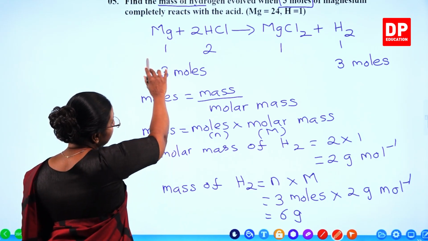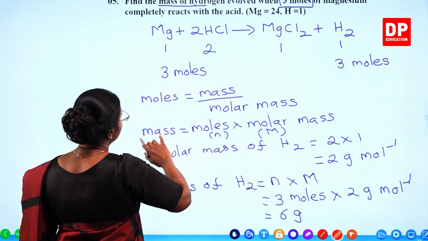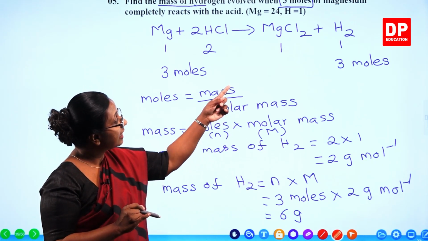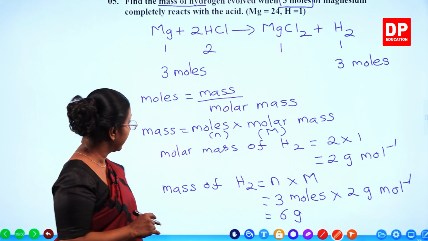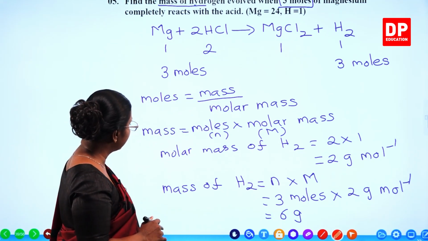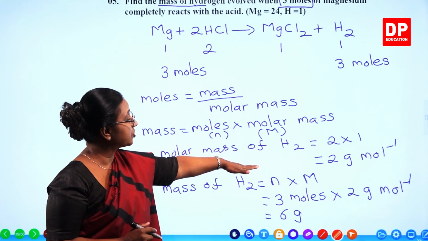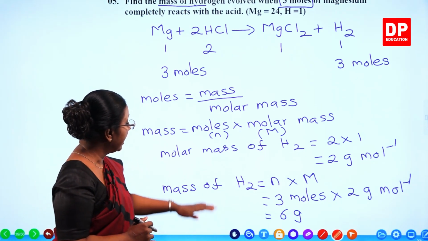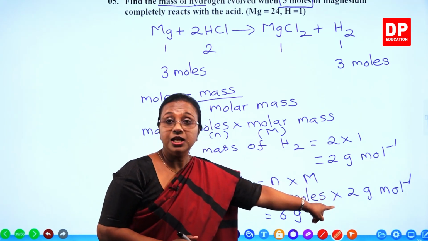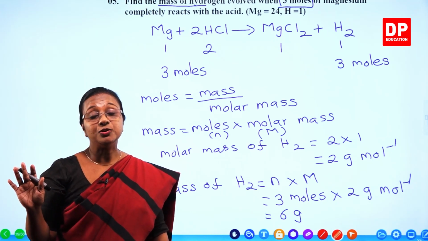So, what do we do? We use the balanced equation. Magnesium to hydrogen is 1:1. So, if 3 moles of magnesium completely reacts, then you will get 3 moles of hydrogen. To find that, we use the equation moles equals mass over molar mass. Mass is moles into molar mass. To do that, we find the molar mass of hydrogen, that is 2 grams per mole, and using that, we already know we need 3 moles of hydrogen into 2 grams per mole. The answer is 6 grams. Is that okay, student?